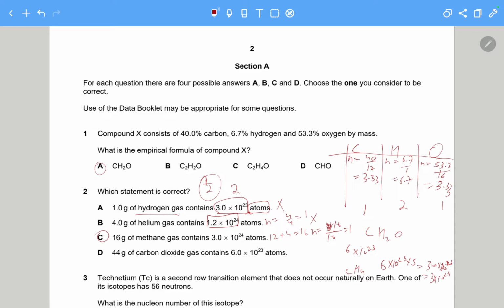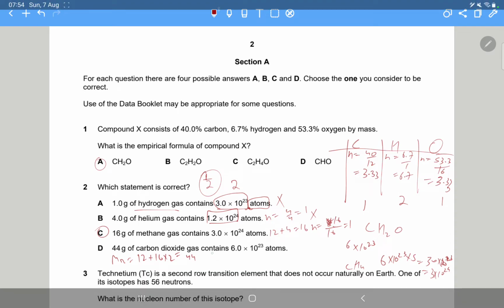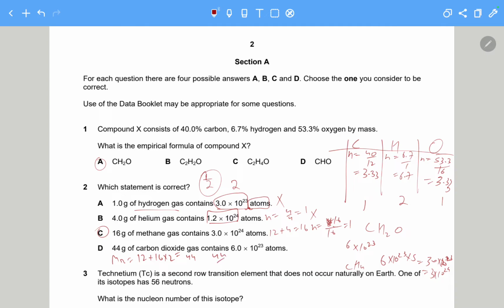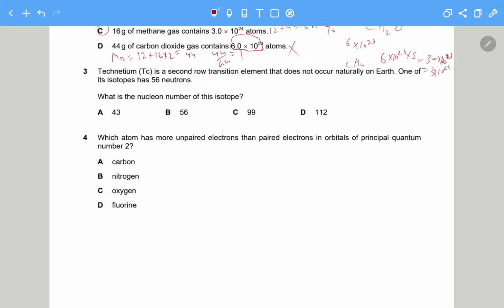44 grams of carbon dioxide gas contains 6 × 10^23 atoms. The Mr of carbon dioxide is equal to 12 plus 16 × 2, which is equal to 44, which means we have 1 mole of carbon dioxide, because 44 over 44 is equal to 1. Which means we have 6 × 10^23 molecules of carbon dioxide, not atoms, because there are 3 atoms in each molecule of carbon dioxide. So this is wrong. So C is the correct answer.